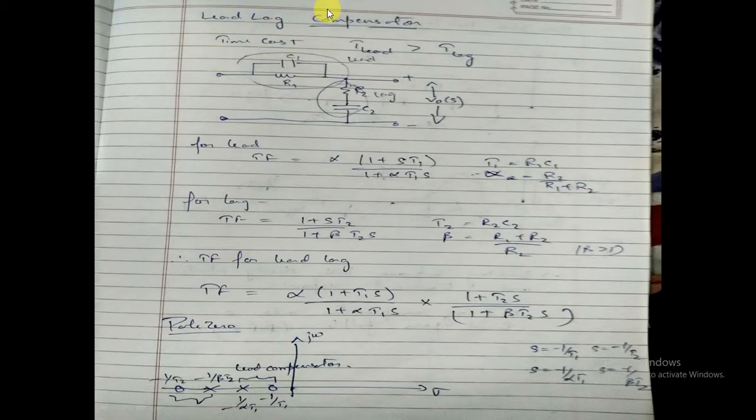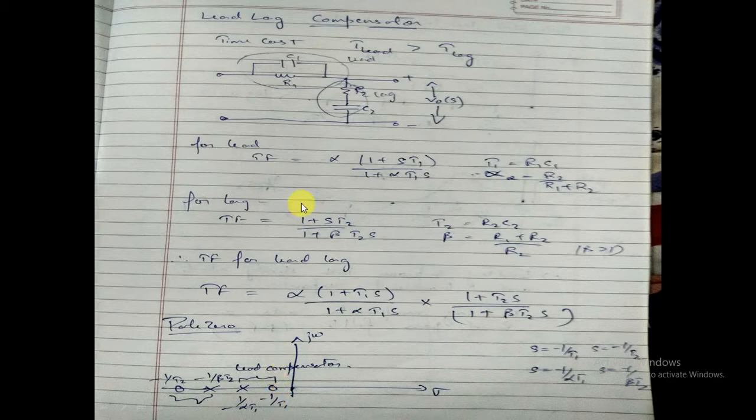Now we will combine the lead and lag compensator. It is lead lag, so the lead compensator will be first and the lag afterwards. In lead, the most important thing was a parallel connection of RC, and in lag there is a series connection of RC. So first parallel, then series, and the transfer function for lead lag will be just the multiplication of the lead and lag transfer functions, and then we will draw the pole zero plot of this.